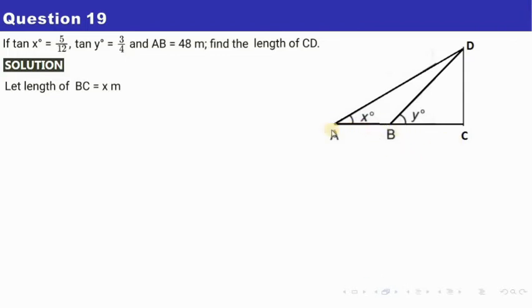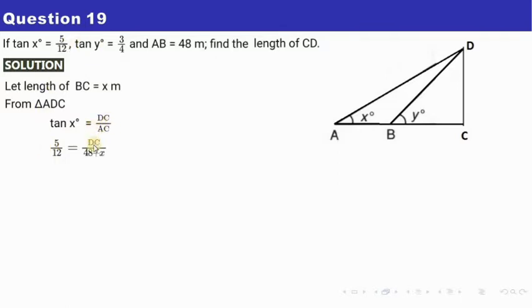In triangle ADC, we have this x degree angle given to us. This side, DC, becomes my perpendicular because it is opposite to the angle, and AC becomes my base. So we have tan x degree, which means perpendicular by base. Perpendicular is DC and base is AC. And tan x degree is given to be 5 by 12.